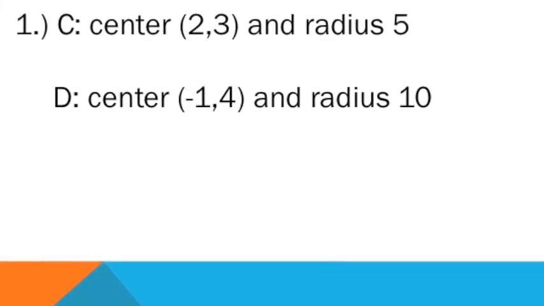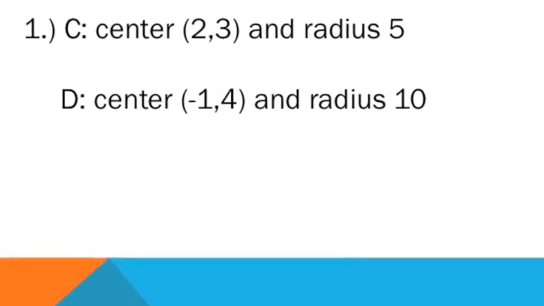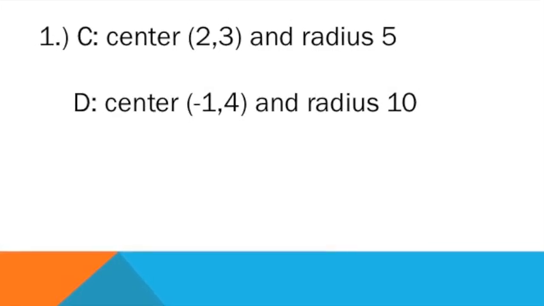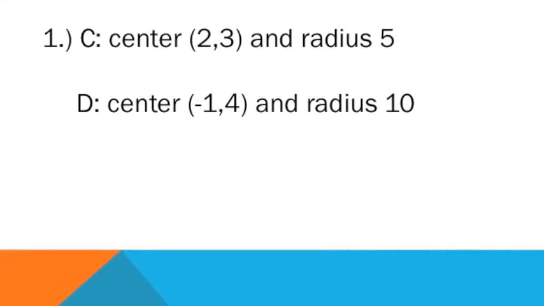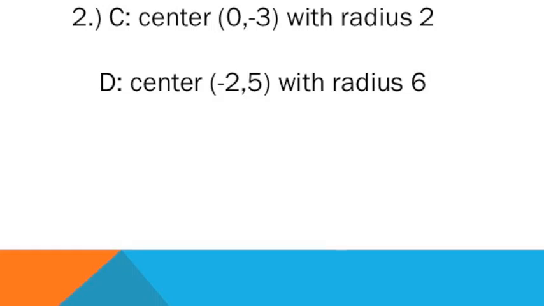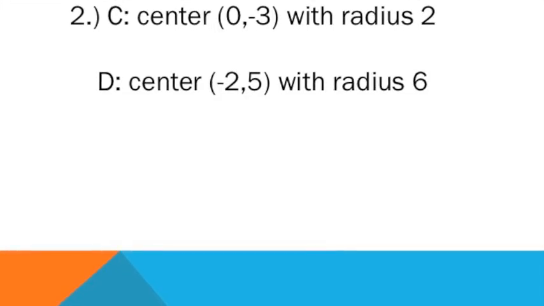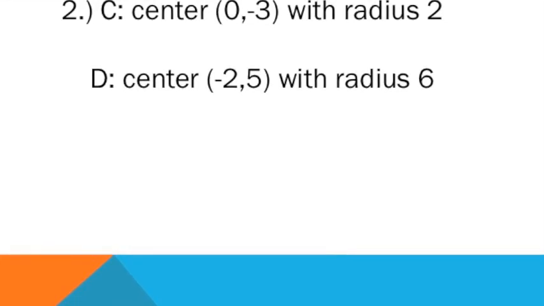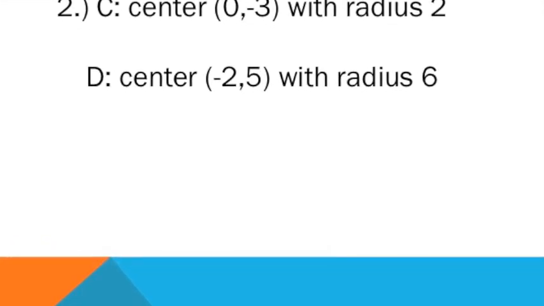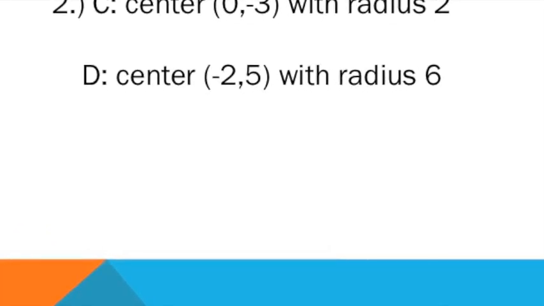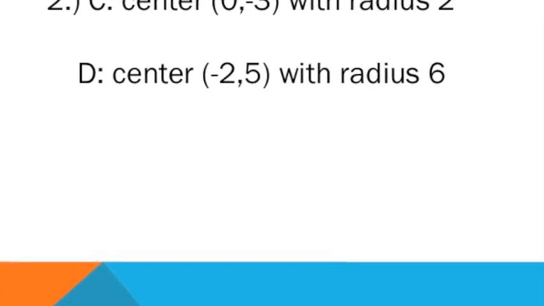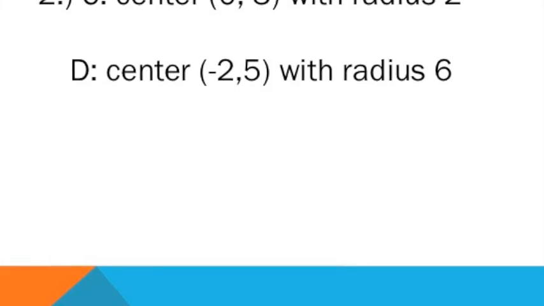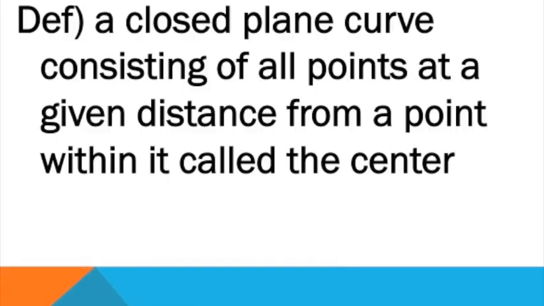Prove these circles similar. Circle C with center 2, 3 and radius 5, and circle D with center -1, 4 and radius 10. Now for this example, I want you to graph the translation. The first circle is circle C with center 0, -3 and radius 2, and the second circle is circle D with center -2, 5 and radius 6. And again, I'd like you to show the translation between these circles that prove them similar.